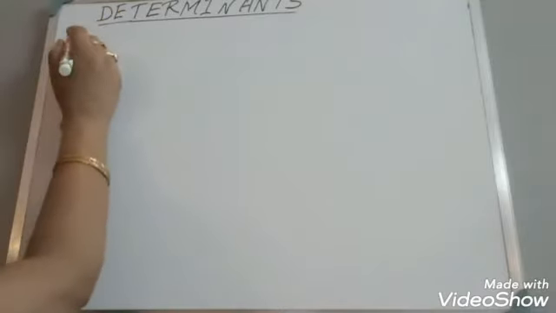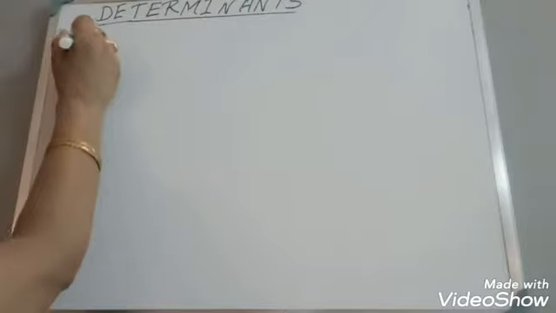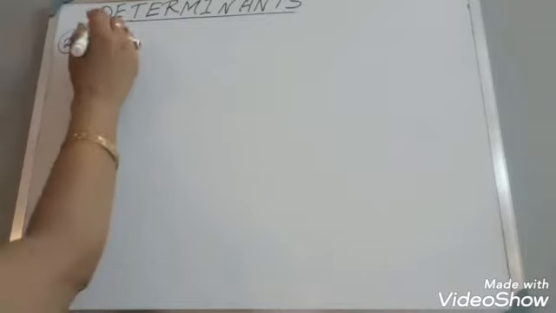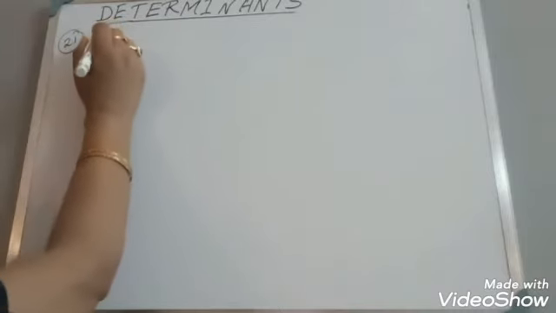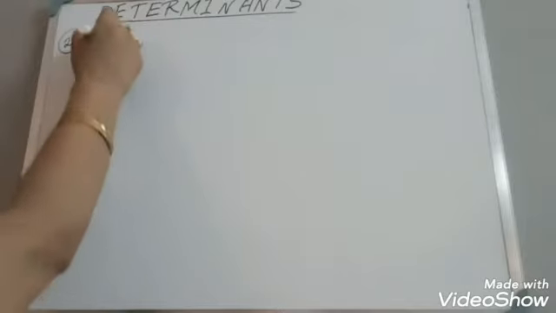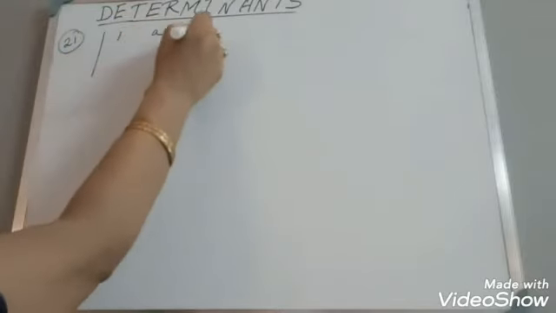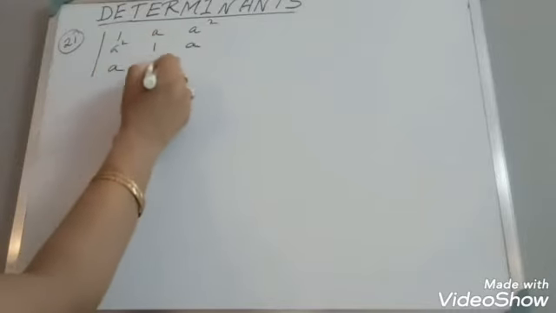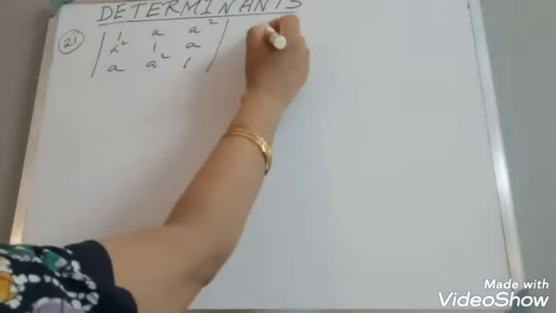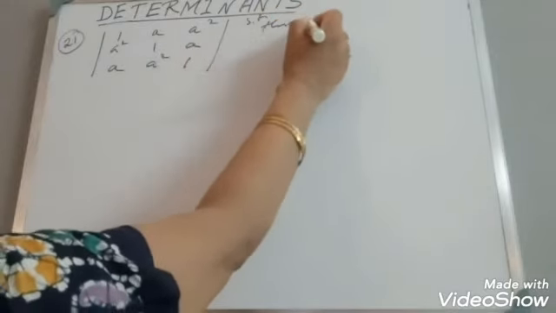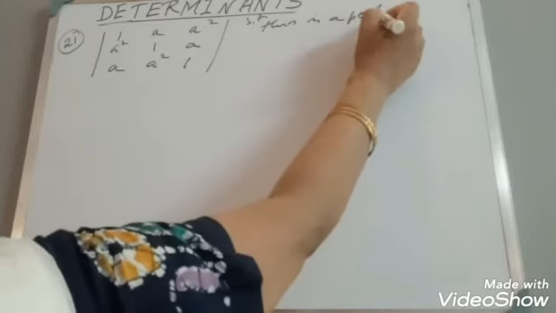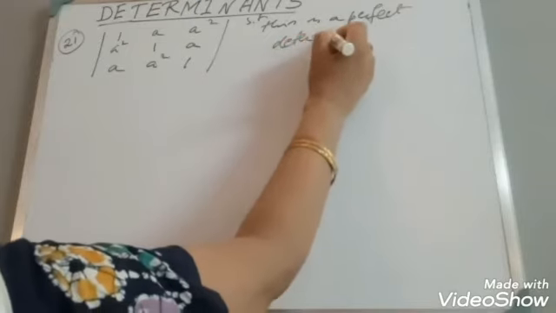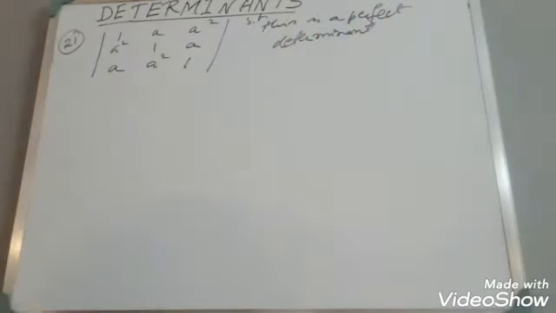This is actually not the last one. This is sum number 21. It is a very important sum, and it is not done previously, so let me do it right now. Show that the determinant is a perfect square. What is the determinant? 1, a square, a; a square, 1, a; a, square, 1. We have to show that this determinant is a perfect square. How to show it?